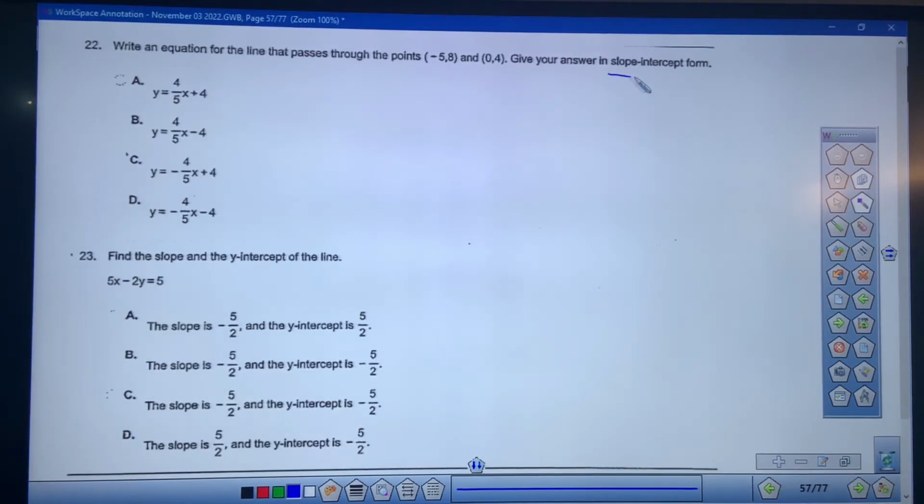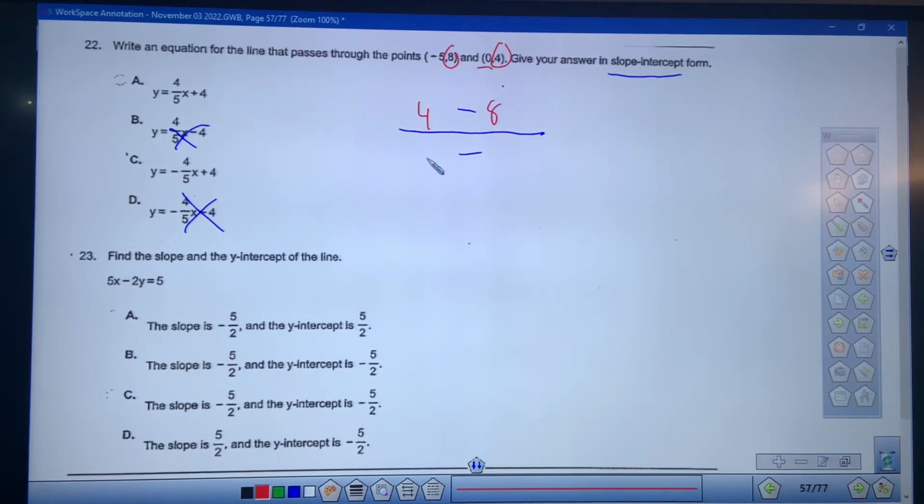Slope-intercept form, that's y equals mx plus b. I noticed right away that my b is 4. So it can't be this one, it can't be this one. Now all I need to do is find my slope. So I'm going to set up my slope template. 4 minus 8 over 0 minus 5. So that's going to be negative 4 over 5. Has to be choice C.